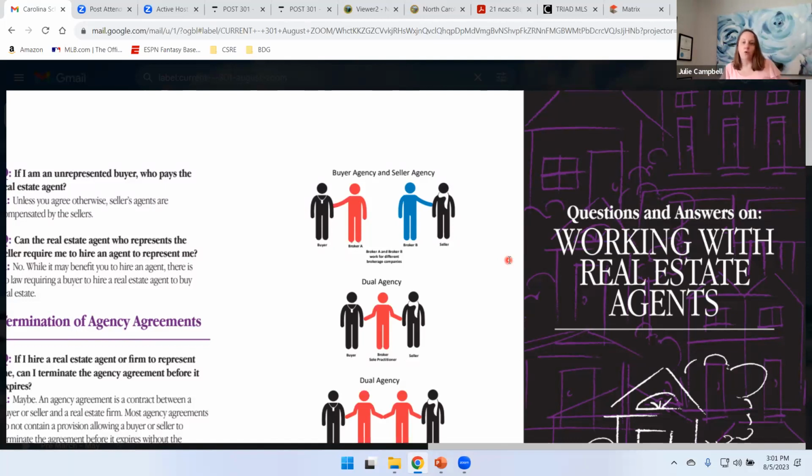One broker's holding the hand of the buyer. Another broker's holding the hand of the seller. This is our co-broker transaction, when we have two firms, one working with the seller, one working with the buyer.